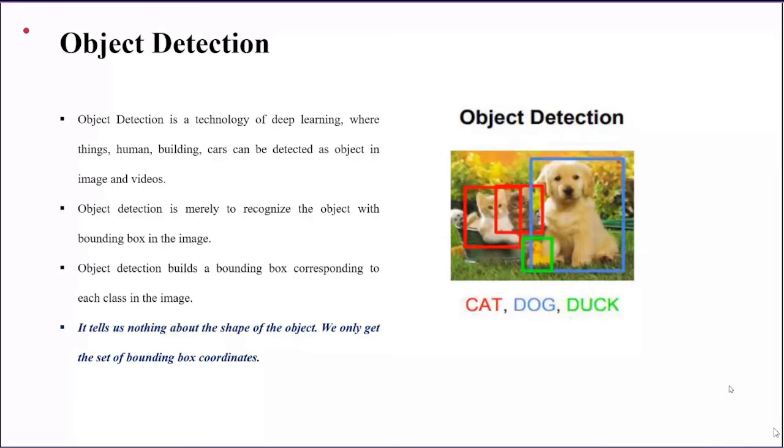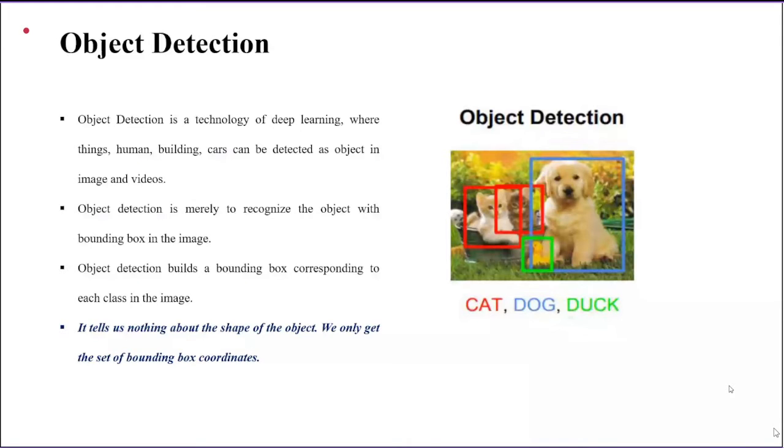But the important thing here is it will not tell us about the shape of the object. For example, the dog may have some shape, the cat may have some shape, and the duck may have some shape. It is just giving a bounding box, but it will not say anything about the shape or structure of this particular object. And the next type of application is object segmentation, or instance segmentation.